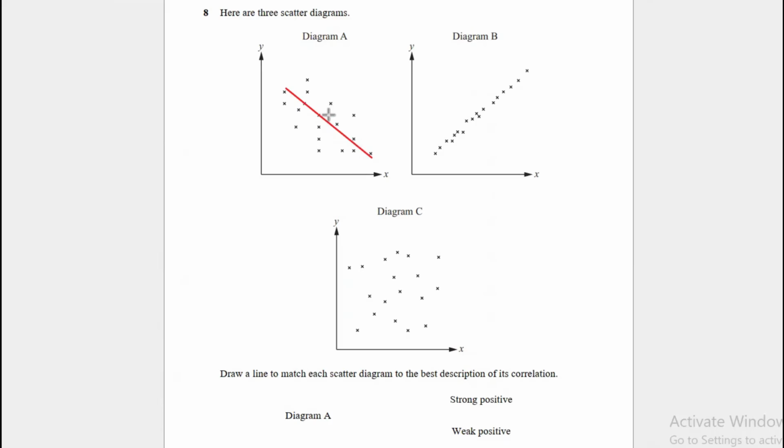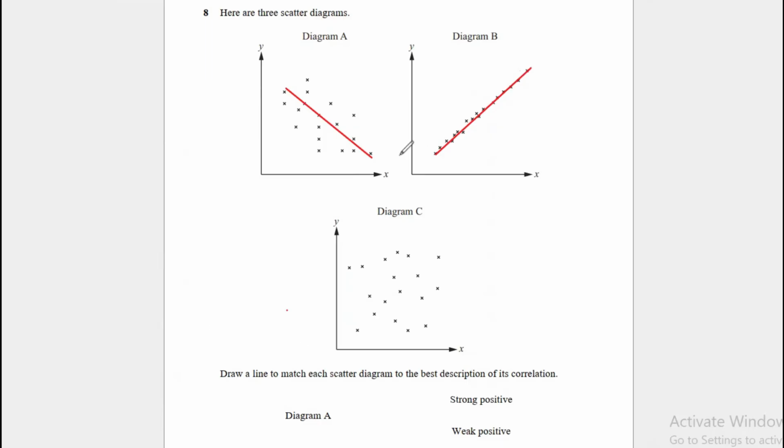That means weak negative correlation. And if you check this one, the best fit line goes from left to right, up. It's positive, and strong positive. Why? Because the points are very close to the best fit line. Here, the points are not very close and we are not able to draw a best fit line. So in diagram C, we can say that there is no correlation.